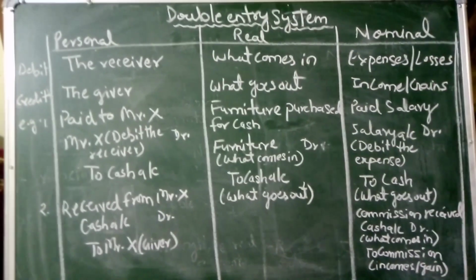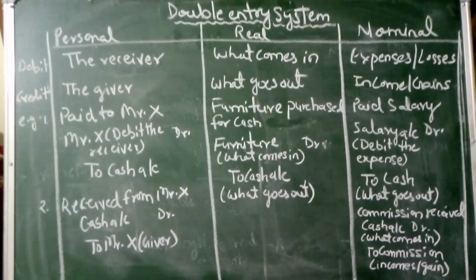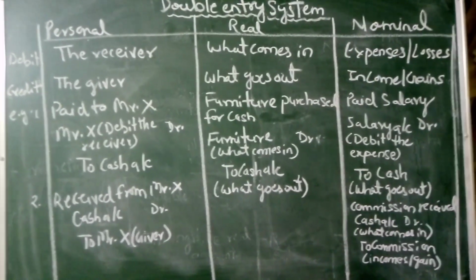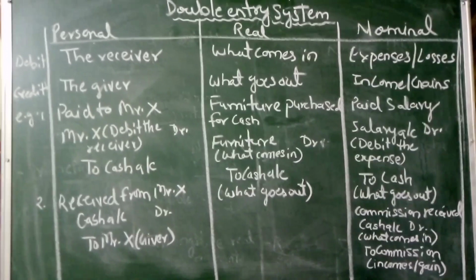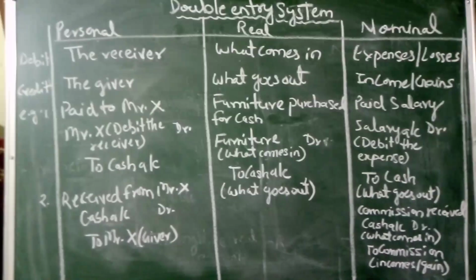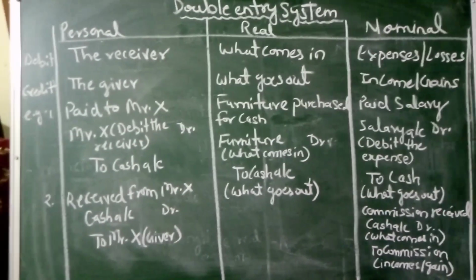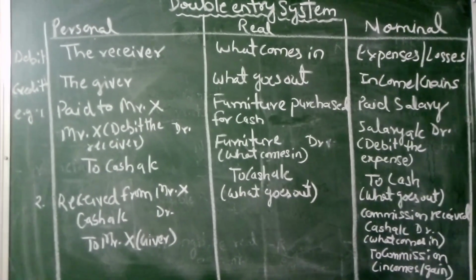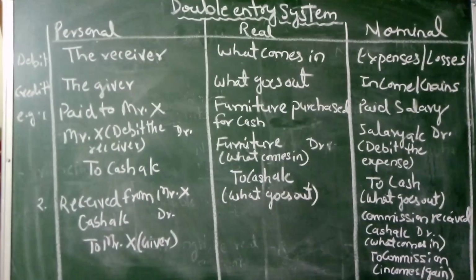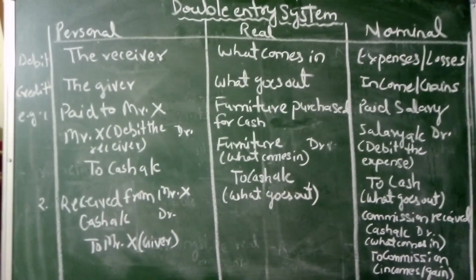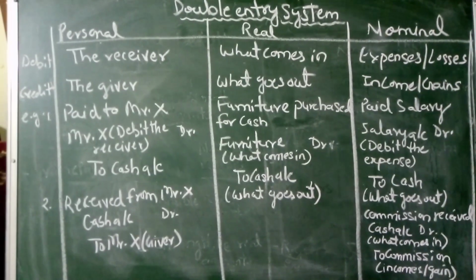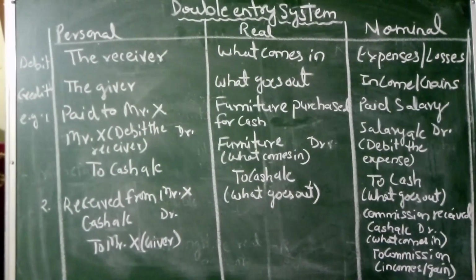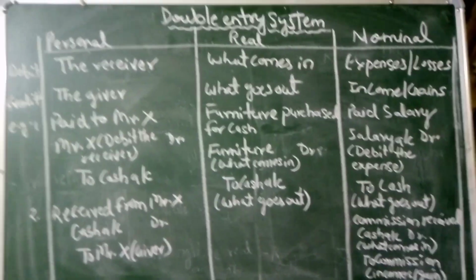Second column, real account. What comes in is debited, what goes out is credited. So, for example, furniture purchased for cash. Here you see furniture comes in. Therefore, what comes in, you understand with the transaction that furniture comes in. Therefore, furniture is debited to cash account because here cash is paid out, cash goes out. Hence, furniture account debited to cash account because the rule says what comes in should be debited and what goes out should be credited.